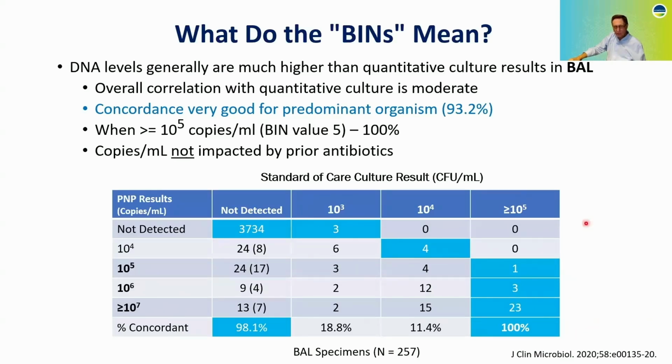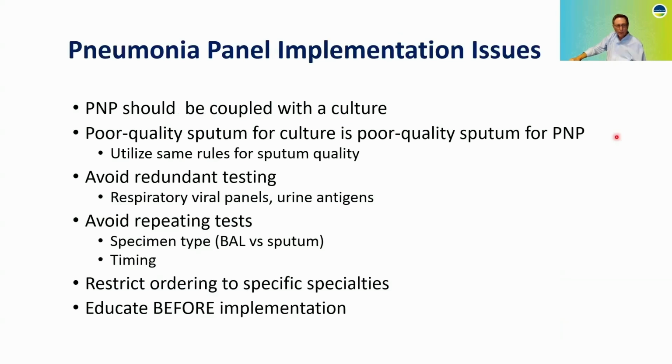So that's what we like to see. We like to see this really high count to define whether or not this is truly pathogenic. And again, the negative predictive value is very, very strong, and so that's very, very helpful. The other thing I should tell you is that if you do a pneumonia panel, it always should be coupled with a culture. Even though we look for certain resistance genes, it doesn't do full susceptibilities.